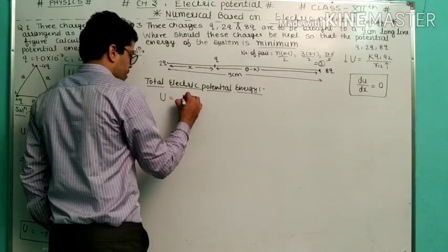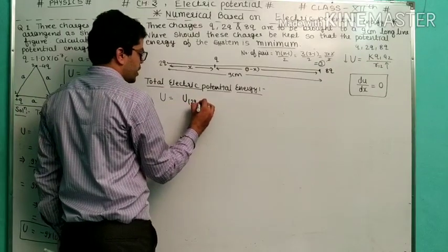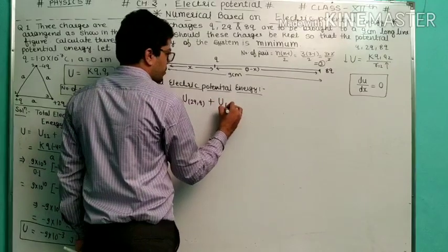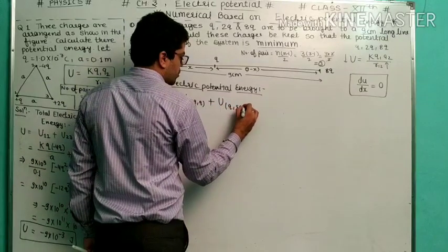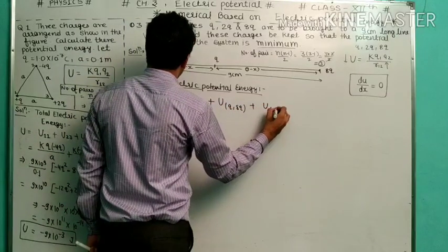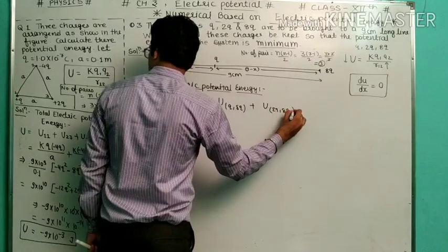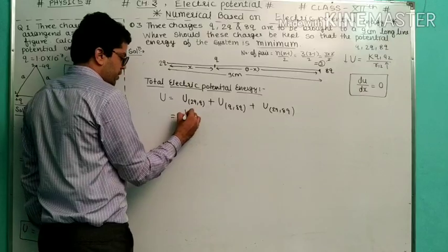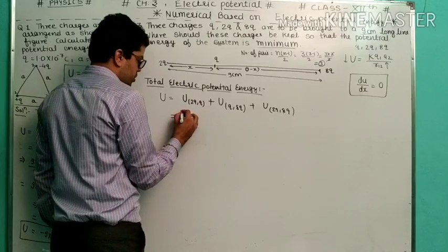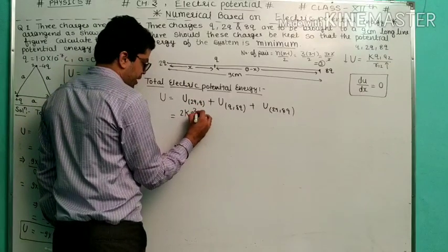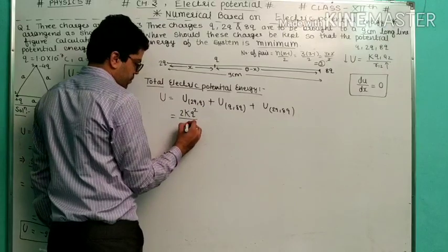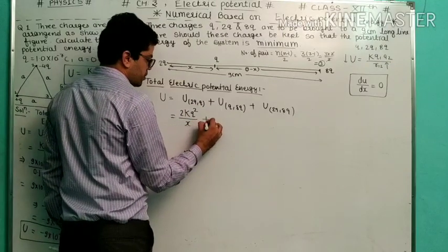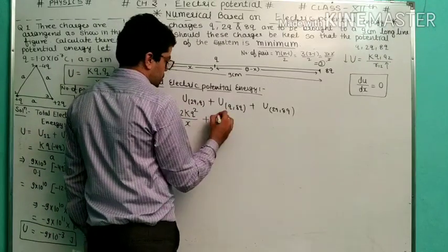So here the electrical potential energy between 2q and q, plus the electrical potential energy between q and 8q, and here the electrical potential energy between 2q and 8q. So very simple, it is not that difficult. So put the value here: k, this is 2kq square upon the distance x, plus q into 8q.